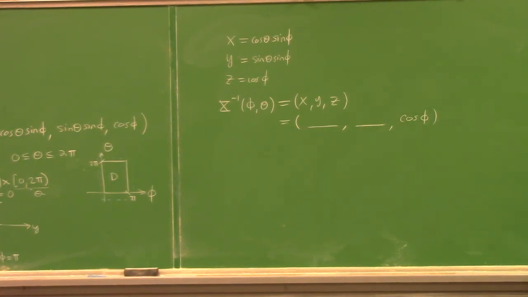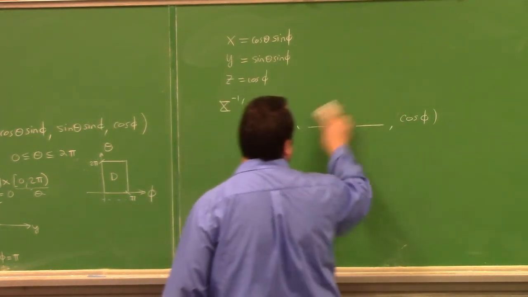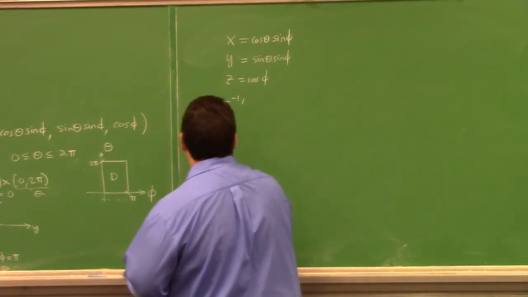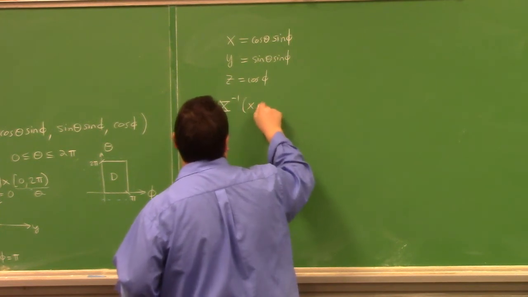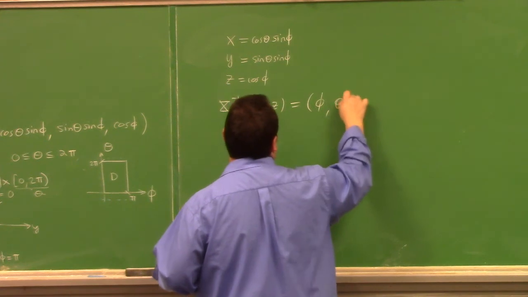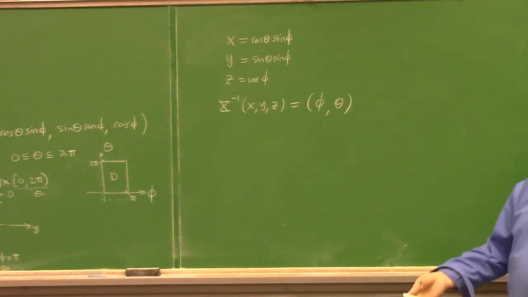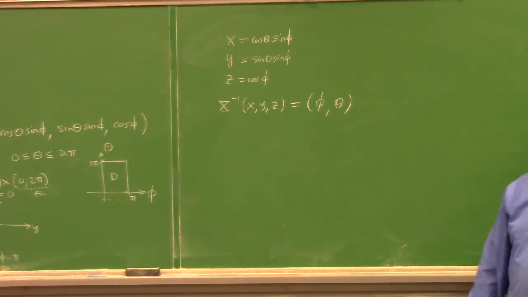But how do you... wait a minute. I'm an idiot. No, I'm a dummy. This is why I should stop lecturing after a certain point. I think we're at that point. I want x, y, z, right? Duh. So what are phi and theta as a function of x, y, and z? That's the question.